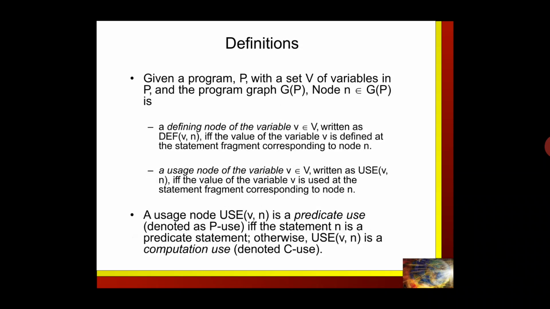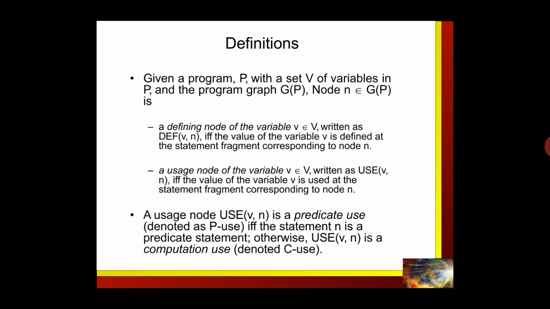A usage node use v,n is a predicate use. There are two types of use. One is called predicate use, another one is called computation use. What exactly is predicate use? A usage node use v,n is a predicate use, denoted as p-use, if and only if the statement n is a predicate statement. A predicate statement is nothing but the condition. For example, an if condition is considered as a predicate. Based on that, it will go either true or false. That's what is called predicate usage.